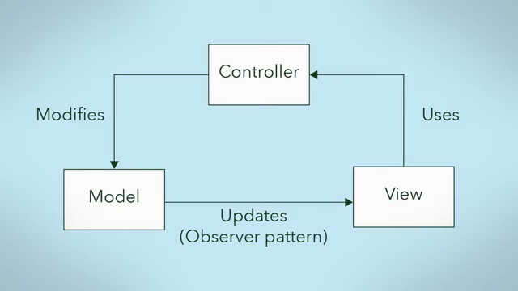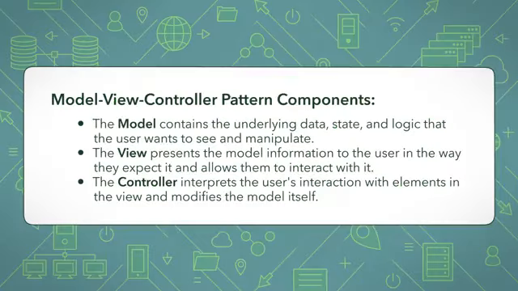Let's review the components. The model contains the underlying data, state, and logic that the user wants to see and manipulate. The view presents the model information to the user in the way they expect it and allows them to interact with it. A model could have several views that present different parts of the model, or present the model in different ways. And the controller interprets the user's interaction with elements in the view and modifies the model itself. The controller ensures that the views and the model are loosely coupled and allows the view to be mainly concerned with user interface concerns. Separating these functions makes the code easier to develop, read, and maintain.